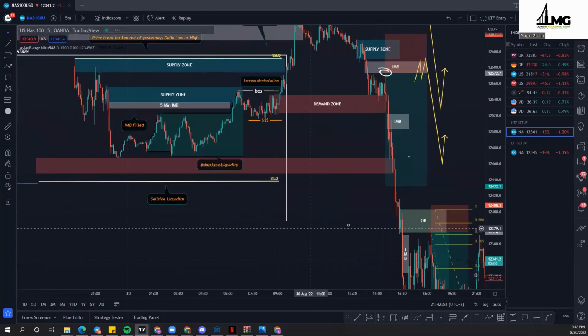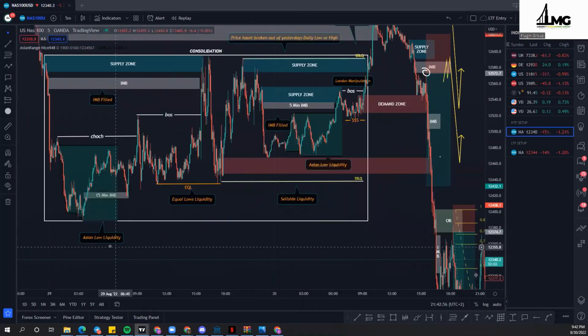As you can see, one lesson that you can pick up from today's breakdown is that price targeted Asian low liquidity. And for those people that don't know how the Asian low liquidity strategy works, there's a video that I just posted on the Asian low and Asian high liquidity, price targeting these levels of liquidity to fill up and complete its daily buyers, right? So make sure you do watch that video.